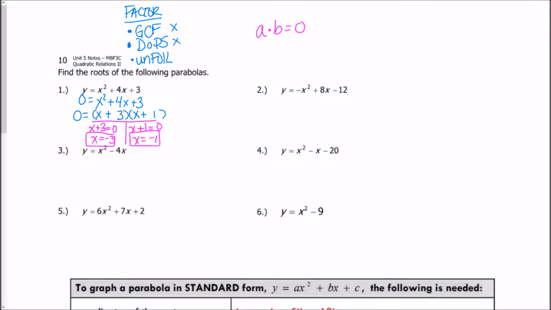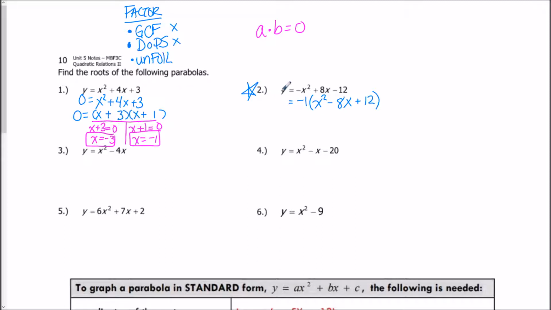Okay, in number 2, this one is really tricky. I want you to put a star next to this one, and look back at it in the future when we go over some other questions. I don't want a negative here, so I'm going to factor out a -1. When I do that, the negative x squared becomes positive x squared, the 8x becomes a negative 8x, and the -12 becomes a positive 12, because a negative divided by a negative is a positive.